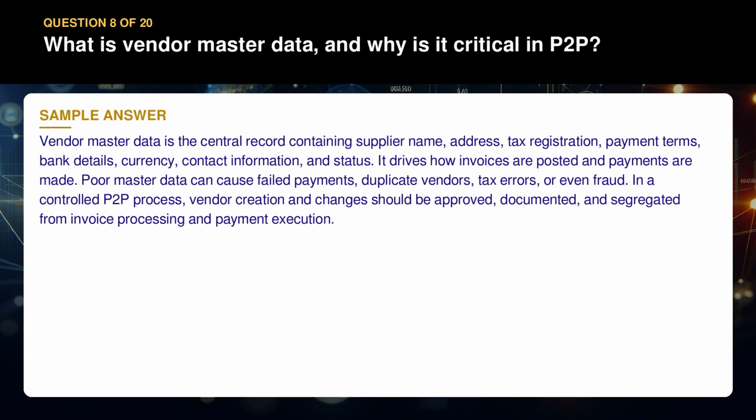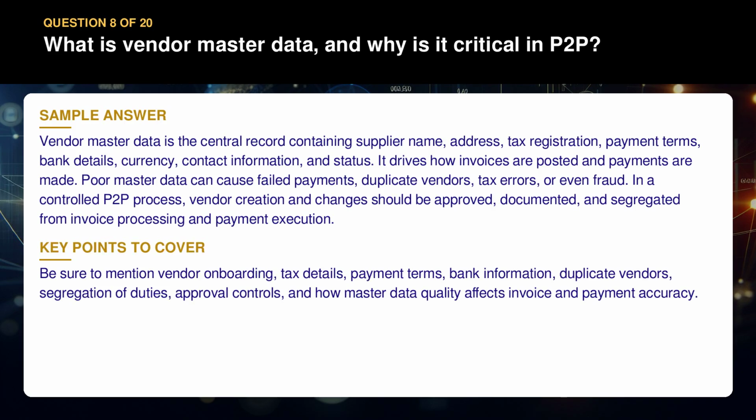In a controlled P2P process, vendor creation and changes should be approved, documented, and segregated from invoice processing and payment execution. Be sure to mention vendor onboarding, tax details, payment terms, bank information, duplicate vendors, segregation of duties, approval controls, and how master data quality affects invoice and payment accuracy.